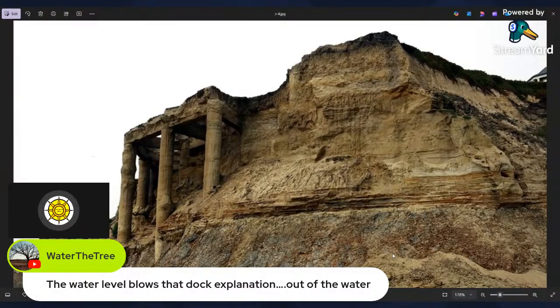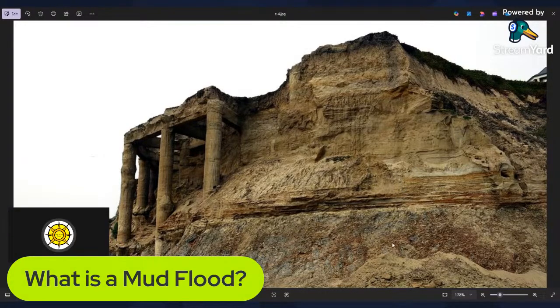The water level blows that dock explanation out of the water. Yes. Much like the water level blows the dock explanation out of the water in Star Trek Insurrection. Yeah, the less said about that, the better, I know. But yeah, good point there. You're absolutely right. But that's exactly how they try to explain it. Or maybe you could say the records aren't exactly accurate. But that's what we tend to go with. That's what we tend to have.